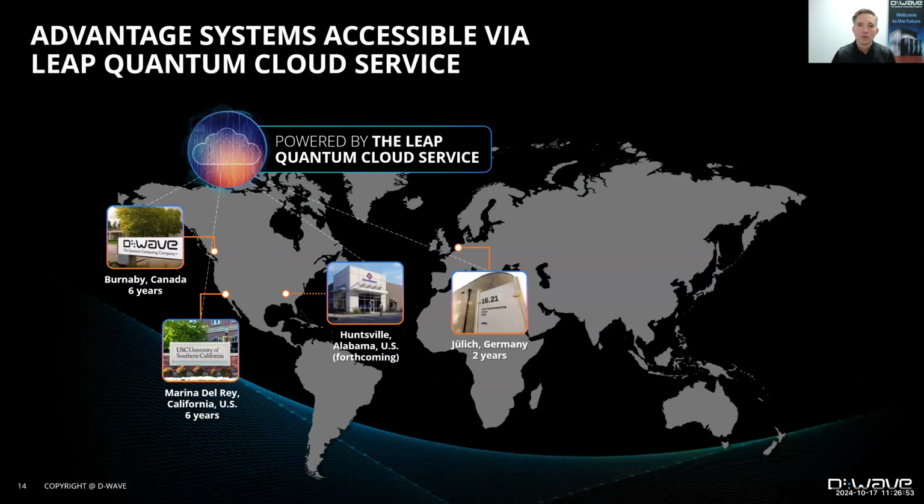Our network of commercial scale quantum processors is worldwide in Leap. We've got systems in Burnaby, Canada, our commercial scale quantum processors, as well as our Advantage2 prototype. In Los Angeles, California, we have a system at the University of Southern California and the Information Sciences Institute that's there. In Jülich, Germany, we have a system at the Jülich Supercomputing Center.